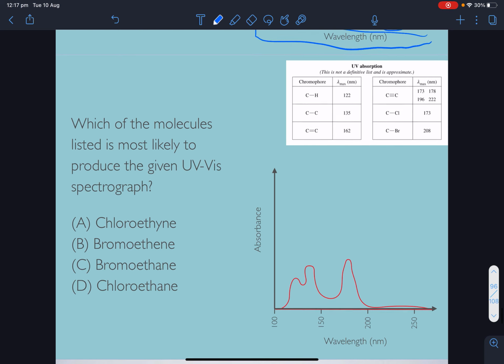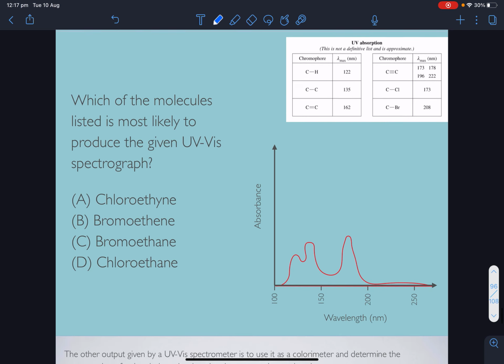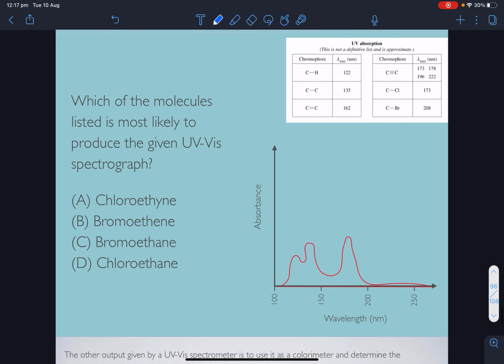Here we go. Let's see if I did better on this one and my peaks line up. It's the same type of question. Now I've just changed the spectrograph. So let's draw our peaks. So we've got 3 peaks again. We've got this one, which is about 175-ish. We've got this one here, which is about 135.